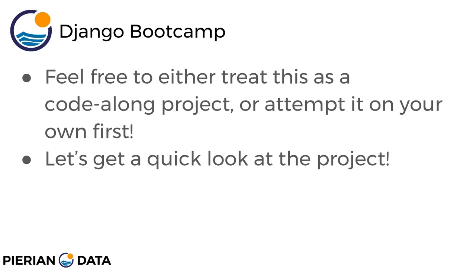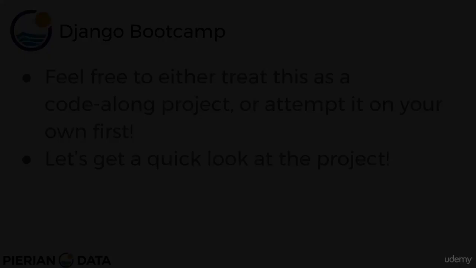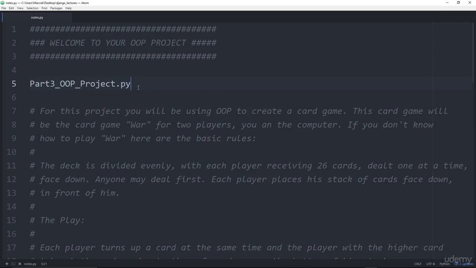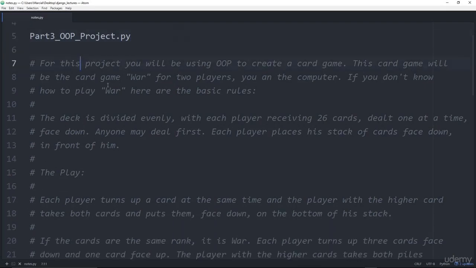Let's take a quick look at the actual project file, which has some extra code to help you out if you attempt to do this on your own. I'll jump to my editor now. Okay, so here I have the Part 3 OOP project.py file open, and when you open this file, you'll notice that there's a bunch of commented code.